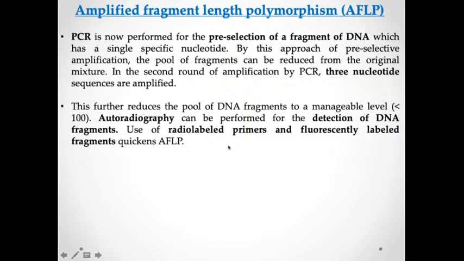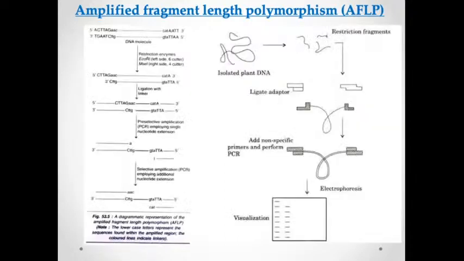Now PCR is performed for pre-selection of fragments of DNA. Before selecting the fragment, PCR is done with primers carrying a single specific nucleotide. By this we can pre-select what we are looking for, and three-nucleotide sequences are amplified. This further reduces the pool of DNA fragments to a manageable level, and autoradiography is done for detection of the fragments afterwards. The use of radiolabeled primers and fluorescently labeled fragments quickens the AFLP. So we use radiolabeled primers here to get things done quickly. This is the basic mechanism.